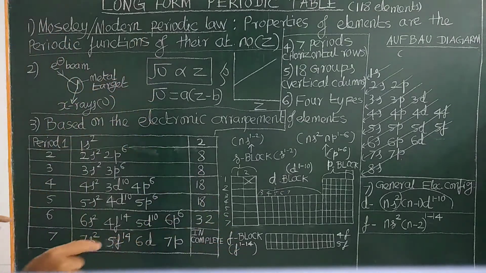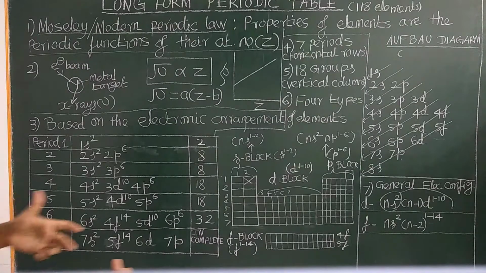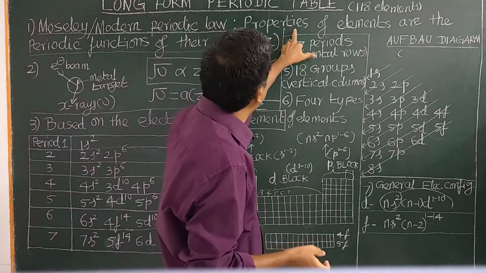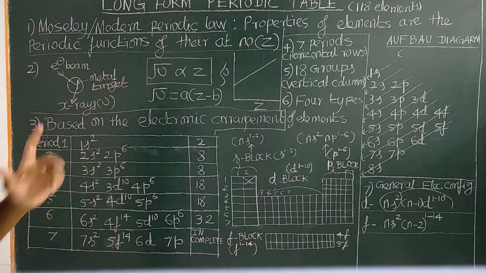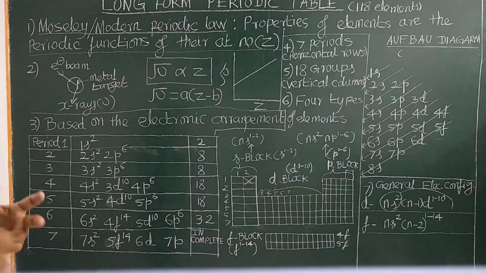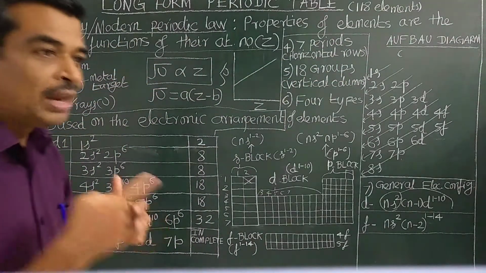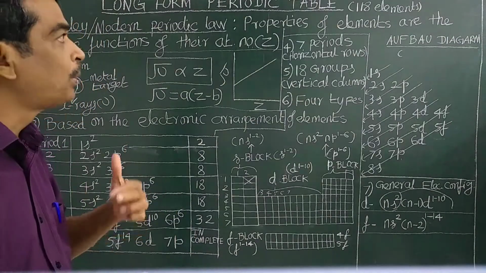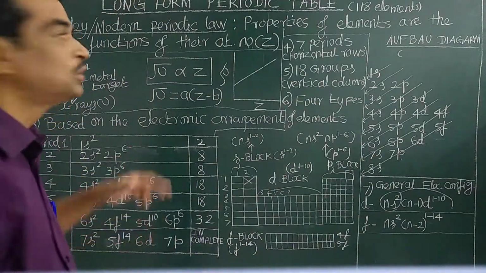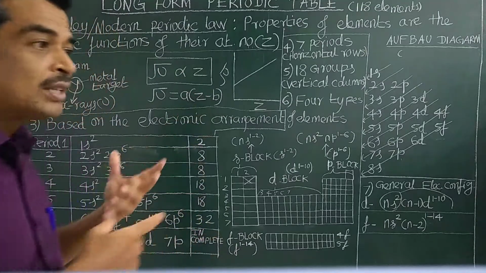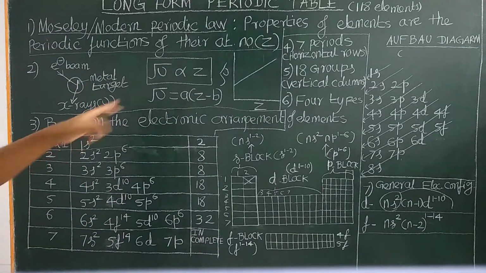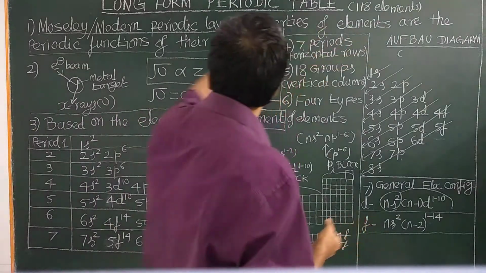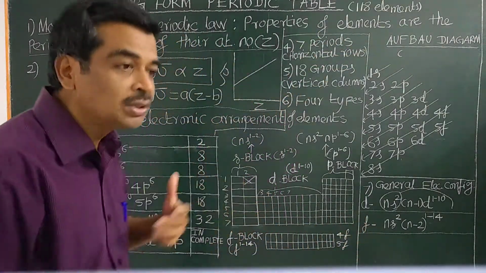What is the modern periodic law, or Moseley's periodic law? The chemical and physical properties of elements are the periodic functions of their atomic number. Remember, the physical and chemical properties of the elements are the periodic functions of their atomic number. Whereas in the Mendeleev periodic table, properties of elements are the periodic functions of their atomic masses.